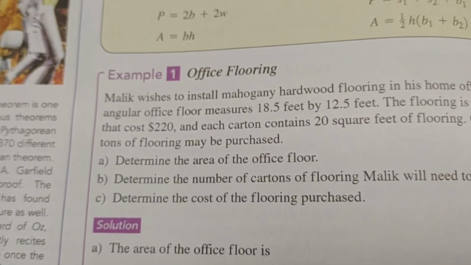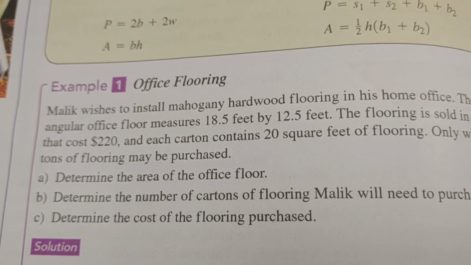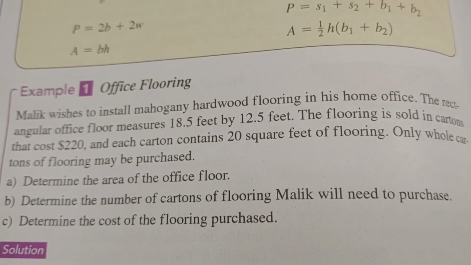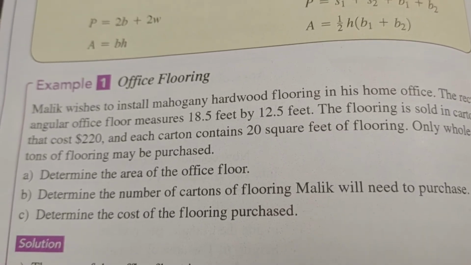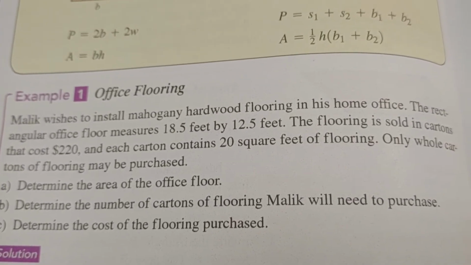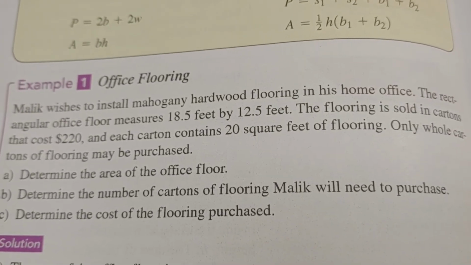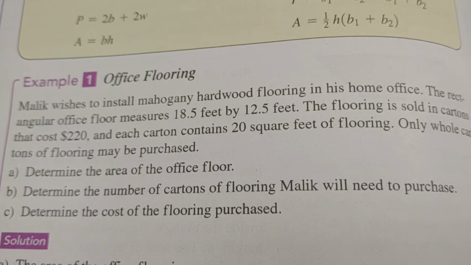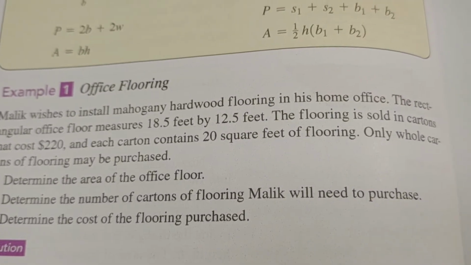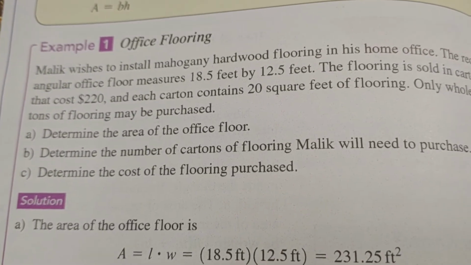So, looking at this problem here, it says, Malik wishes to install mahogany hardwood flooring in his home office. The rectangular office floor measures 18.5 feet by 12.5 feet. Flooring is sold in cartons that cost $220, and each carton contains 20 square feet of flooring. Only whole cartons of flooring can be purchased. Determine the area of the floor.